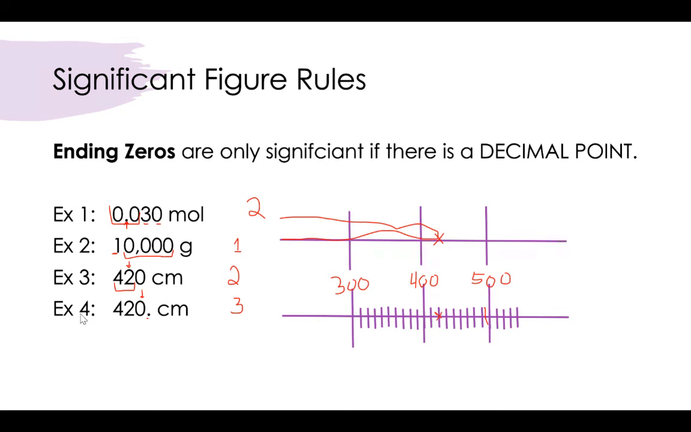And so this is a much more precise measurement than in example 3. In example 3, right, it could have been a little bit off the line or a little bit behind it, and I could still estimate that as 420.